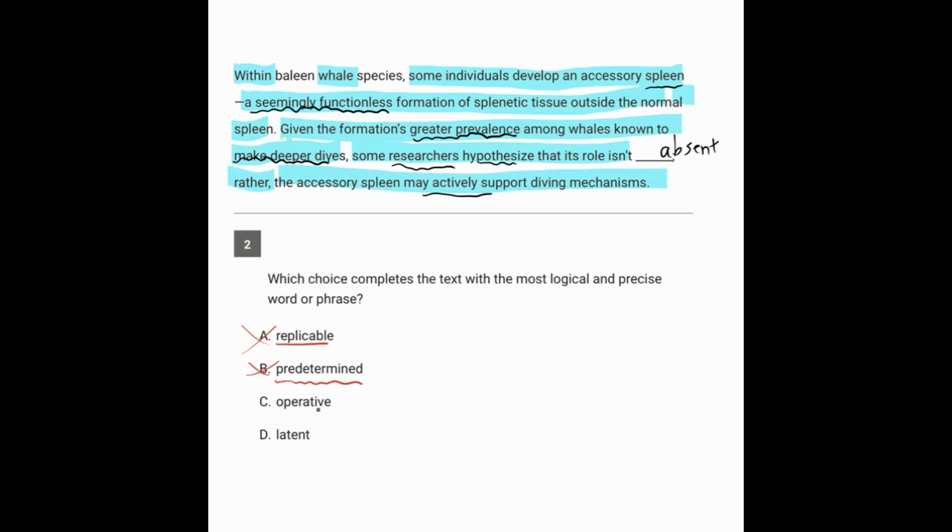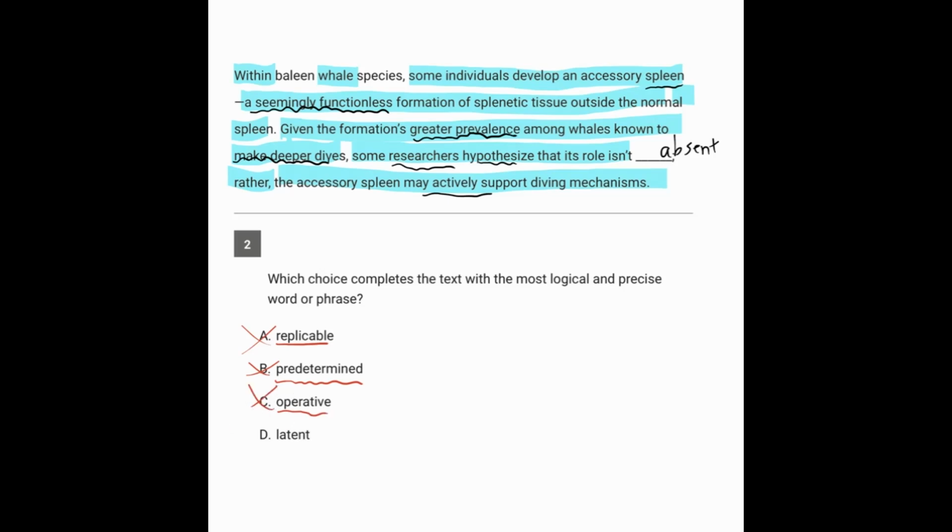Operative is kind of if something is very active. If I give a statement and I say, oh yeah, and this was the operative word, I'm saying that's the word you should focus on. In other words, it plays a big role. And so operative is definitely not what we're looking for here. We're looking for the opposite of that.